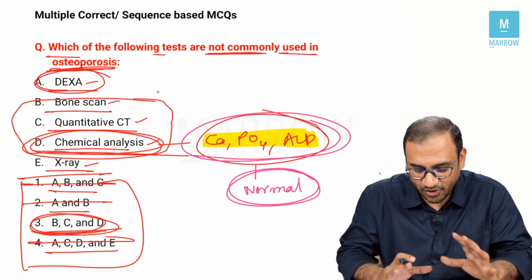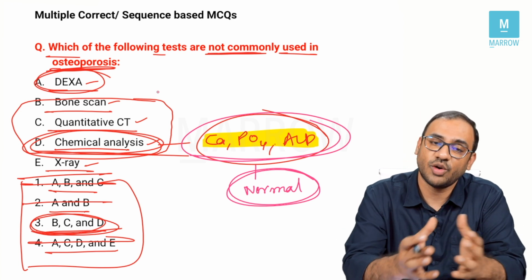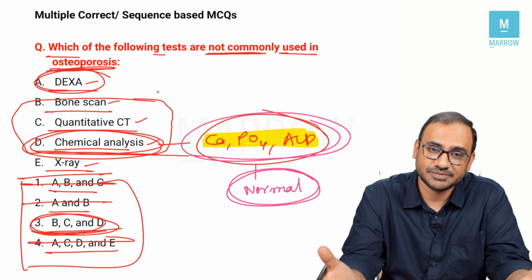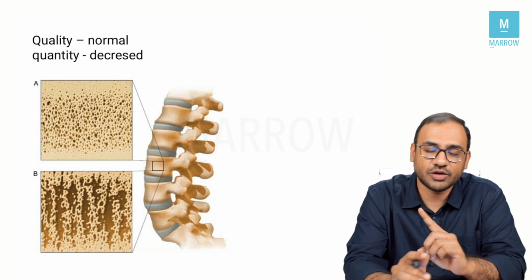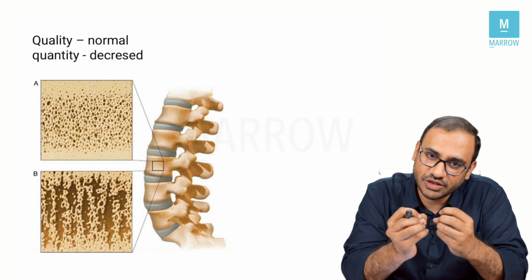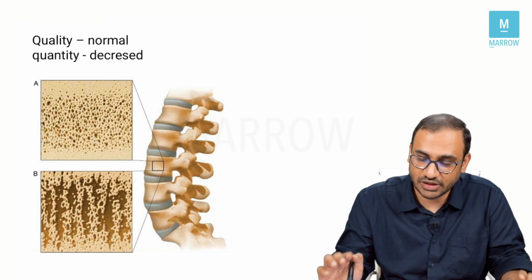Are you following? I honestly don't care how the question was presented to you as long as these concepts are clear in your mind. So please remember, osteoporosis is a quantitative problem, not a qualitative problem. The bone is absolutely normal. It's just that it is less in quantity. That is why the labs are absolutely normal.